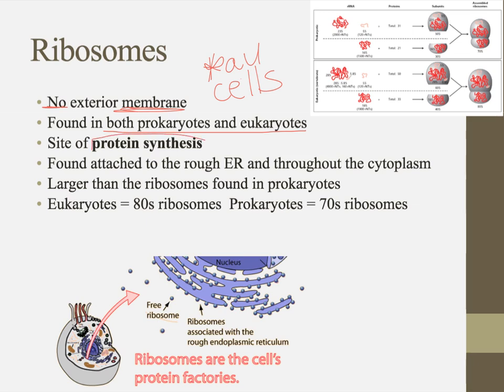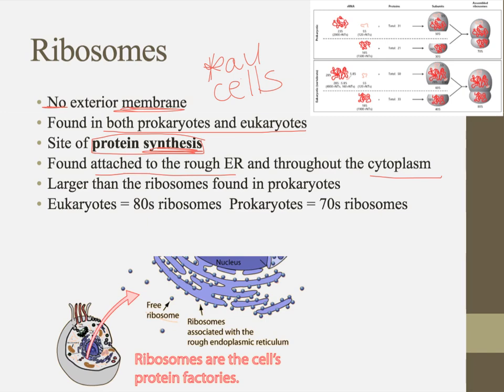Again, these are the sites of protein synthesis. So the rough ER helps modify and transport. It's the actual ribosomes that are synthesizing or making those proteins. And I can find them in two places. I can find them attached to the rough ER, or I can find them throughout the cytoplasm.